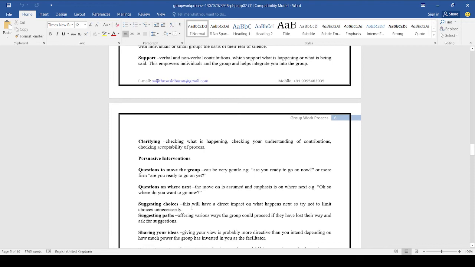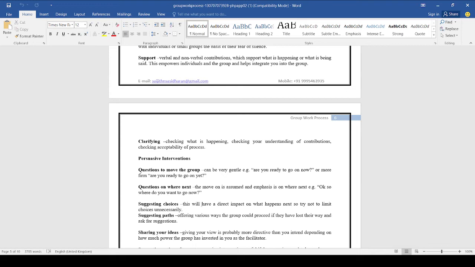Another is persuasive interventions. That means we have some persuasion about the group. Persuasive interventions include questions to move the group. We should know something about the group, especially we should know their strengths.